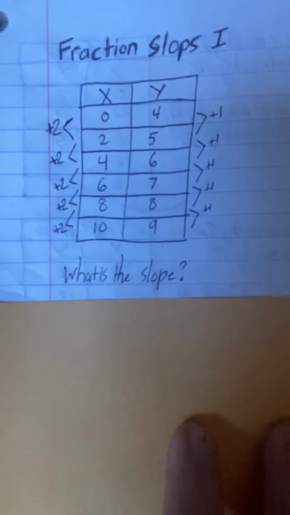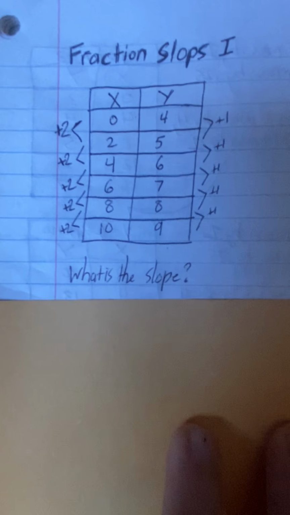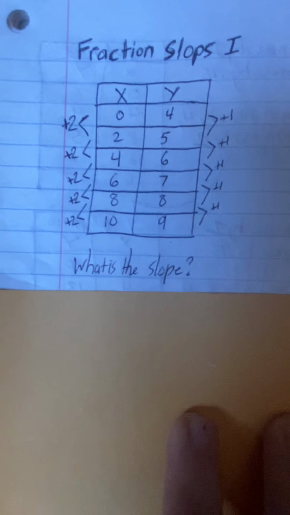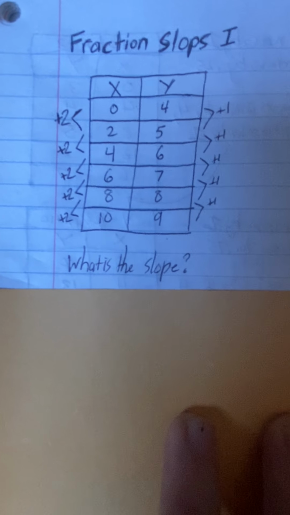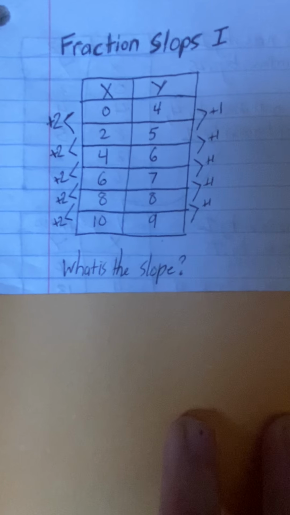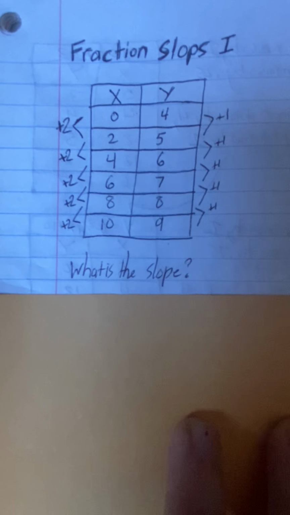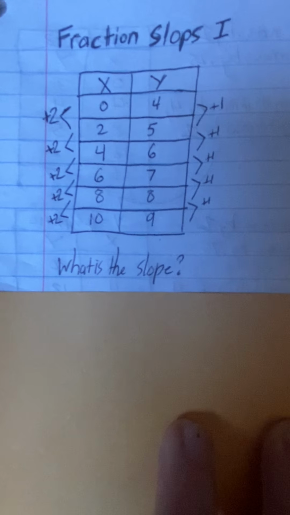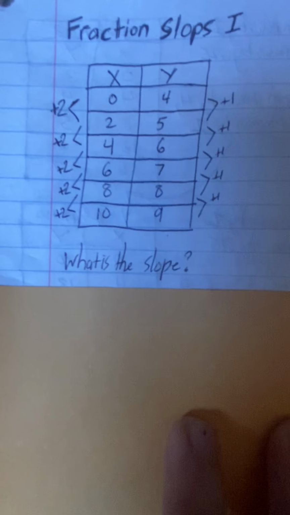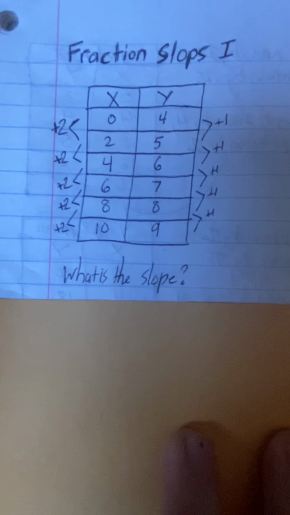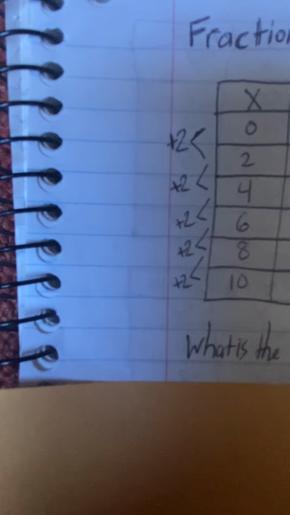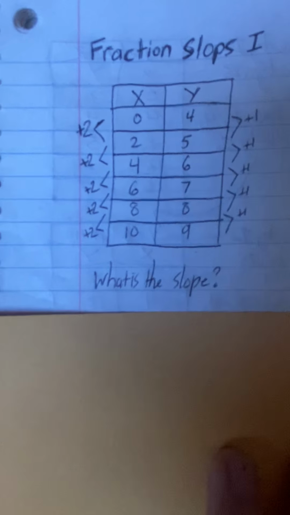What is the slope? If we look at it, we can see that the outputs, the y values, are increasing by 1 each time. We go 4, 5, 6, 7, 8, 9. But the inputs, the x's, are increasing by 2. It goes 0, 2, 4, 6, 8, 10. Now, using our previous definition of slope, we needed the x values, the inputs, to be increasing by 1. But here they're increasing by 2.